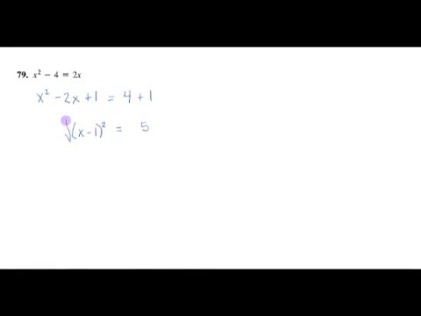Now I'm ready to take the square root of both sides, and I have an x minus 1 equals plus or minus square root of 5. So finish solving by adding 1 to both sides, and I have an x of 1 plus or minus square root of 5. Again, an equation that we would not be able to solve by factoring, but we were able to by using completing the square.